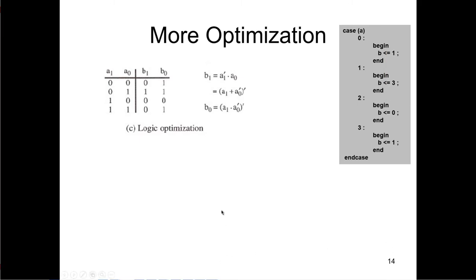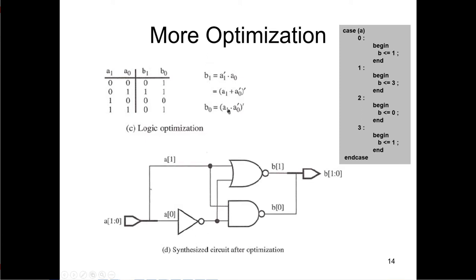Okay, so here's the circuit. This is what gets synthesized. You have two bits of A coming in. You invert one of them, and you're going to generate this term for B1 here with this NAND gate. They switch it to NOR form, and here they switch it to NAND. So NOR gate, NAND gate. Really interesting. And that generates your output. So you can see that's fairly optimized.